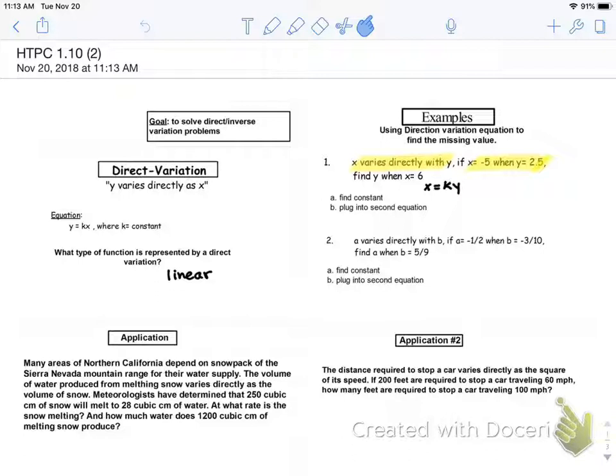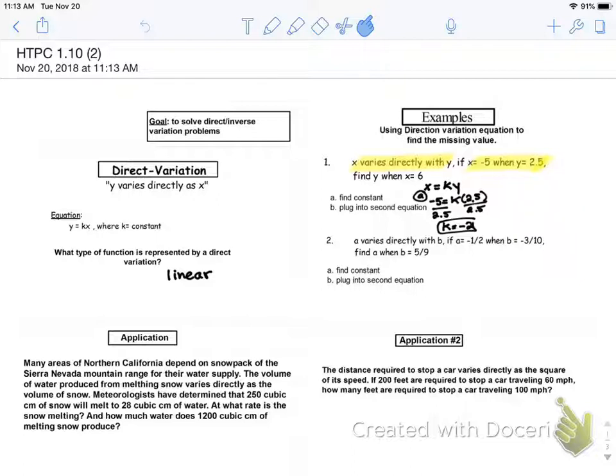So I'm going to say x is -5 equals k times 2.5, and then we're just going to quickly solve for k. Divide 2.5 by both sides. So then k would equal -2. Okay, part A is complete. We found what the constant equals.